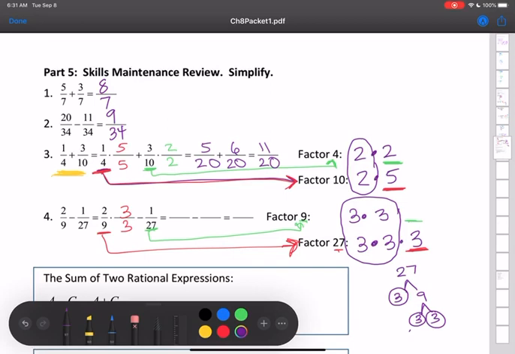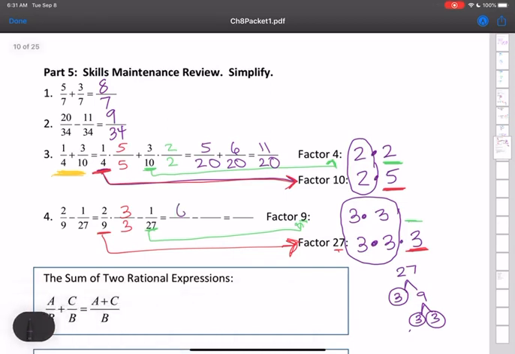So in here we have 2 times 3 is 6. Over 9 times 3, we get that 27. Minus that 1 over 27, we don't have to do anything with it. 6 minus 1 is 5 over that common denominator of 27.